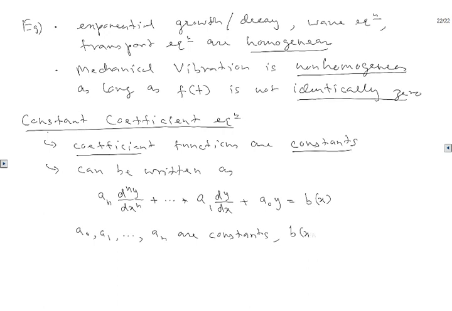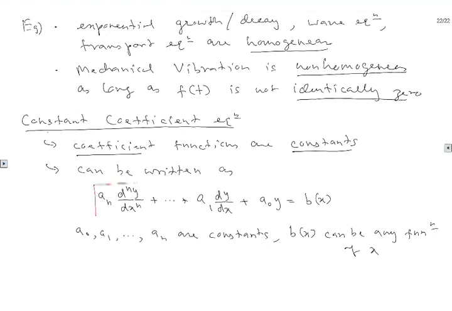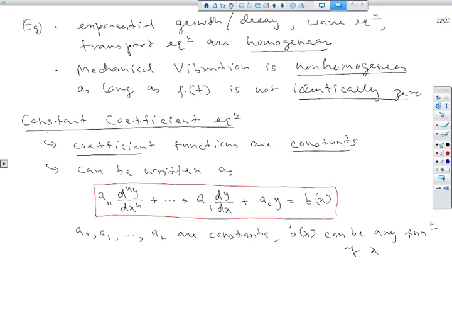And b(x) can be non-constant, it can be any function of x. So these types are what we call constant coefficient, and we're going to spend a lot of time on these types of equations, more than a month. So let's look at some examples of constant coefficient equations.